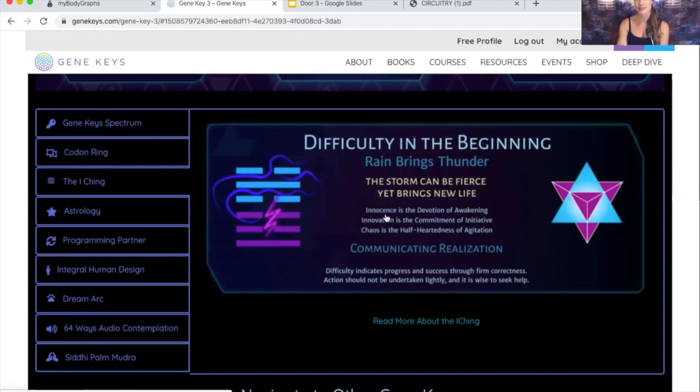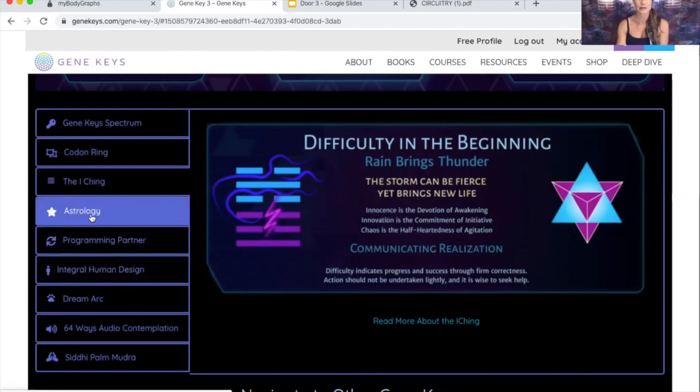So this third gene key is water over thunder, which is in the low frequency. Chaos is the half-heartedness of agitation. Innovation is the commitment of initiative in the gift frequency, and innocence is the devotion of awakening. So really, it's built up of the water and the thunder, and then we get that geometry. So two trigrams become one hexagram, right?